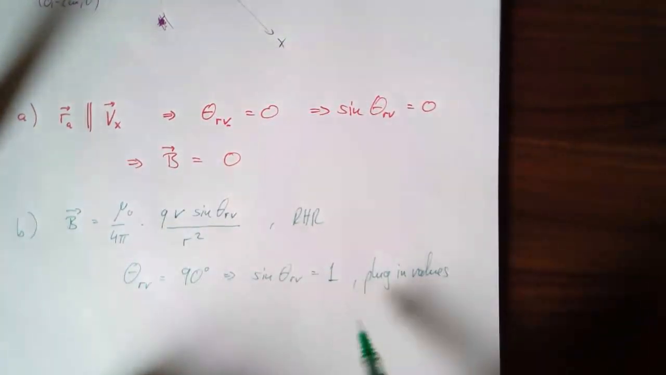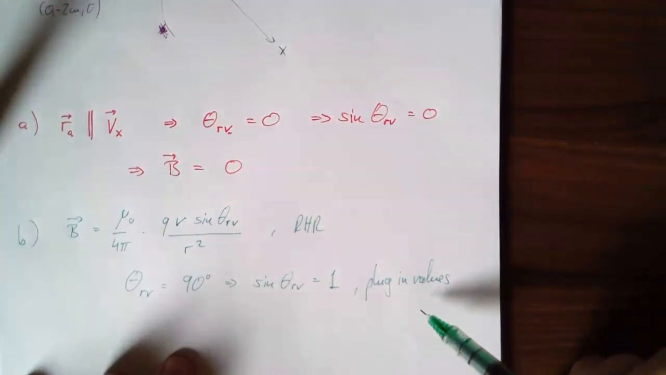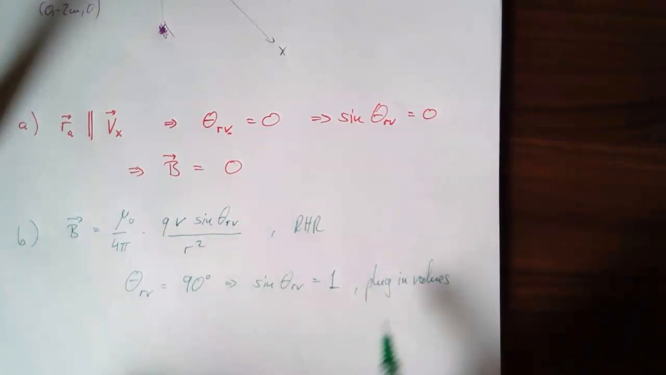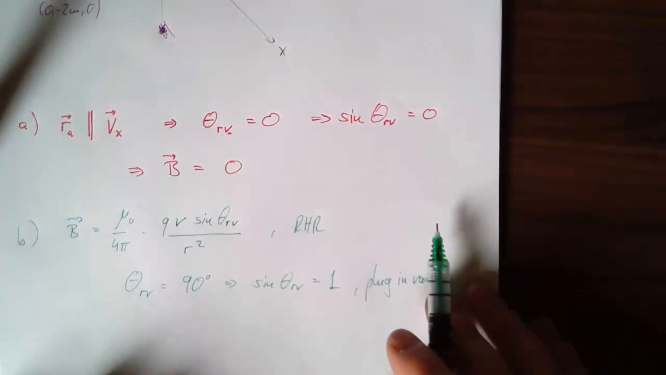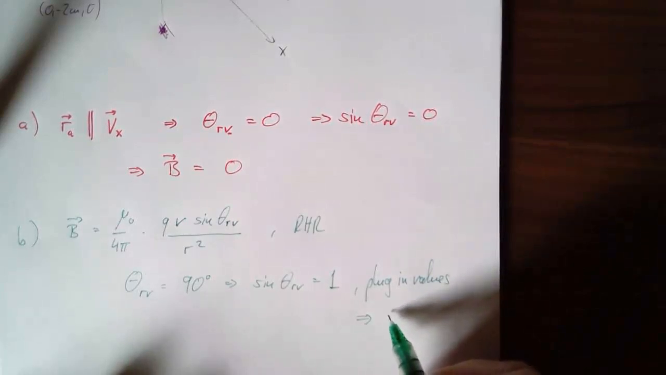Alright, so you plug in the values. Make sure, of course, you convert to meters, because the distances are in centimeters. You convert to meters, you plug in, and you get the magnitude. So that gives you the magnitude of B.